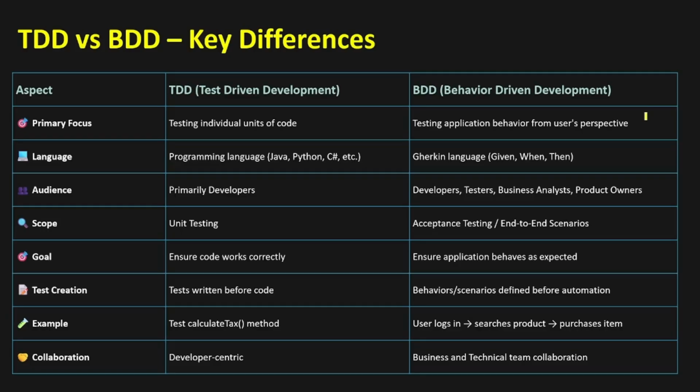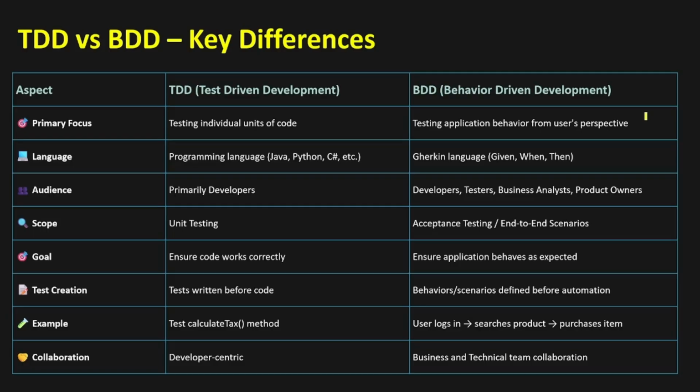Who are the audiences for TDD and BDD? For TDD, the primary audience is developer. Developer will write the unit test, developer will maintain the test, developer will execute the test. So in TDD, everything revolves around developer. However, in BDD, the audience is a developer as well as the tester, the business analyst, and product owner also. Because BDD is in the natural language, human readable language. So even the business analysts, product owners, or basically non-technical teams can also understand BDD, and it is also understood by developers and testers, which are the technical team.